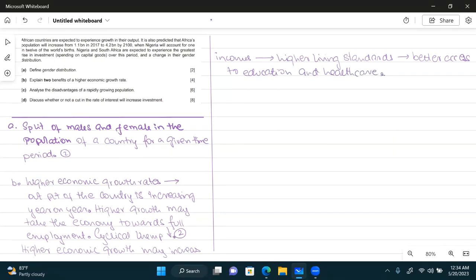So higher growth rates mean that output of the economy is increasing year on year, or annually. Higher growth may take the economy towards full employment, which means cyclical unemployment will fall. Higher economic growth may increase incomes, which means higher living standards, because people now will have better access to education and healthcare. What is C? Analyze the disadvantages of a rapidly growing population.